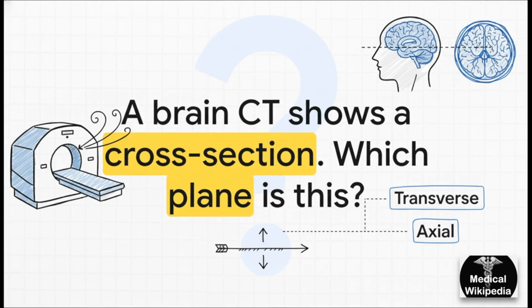All right, pop quiz, quick knowledge check. You're looking at a brain CT scan, and it's giving you this amazing cross-section. It's a slice that separates the top of the brain from the bottom. So, which plane are we looking at? Come on, you know this one. It's the horizontal slice. If you said the transverse or axial plane, you are 100% correct.